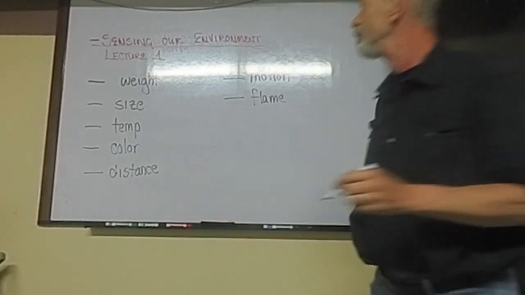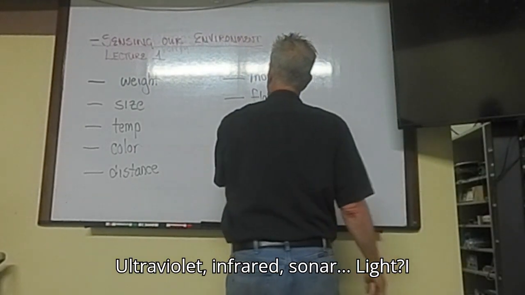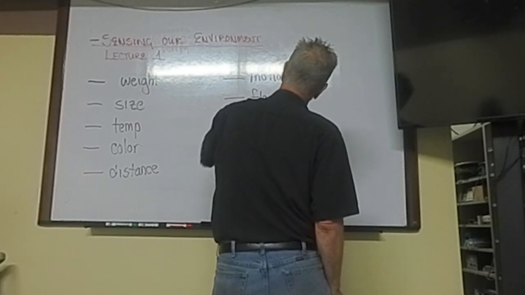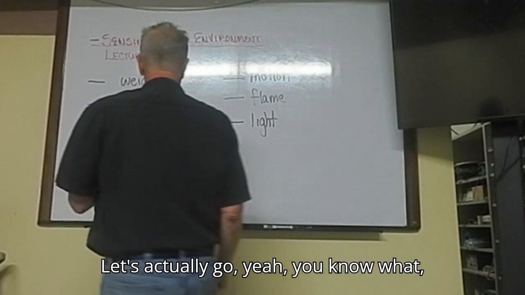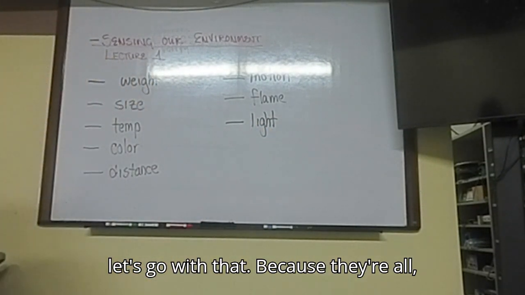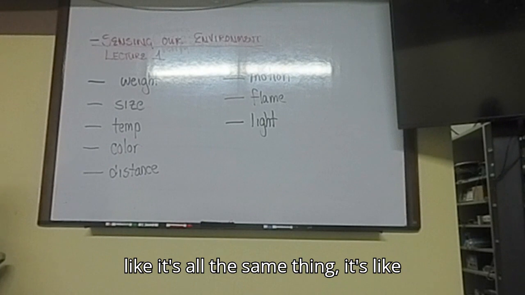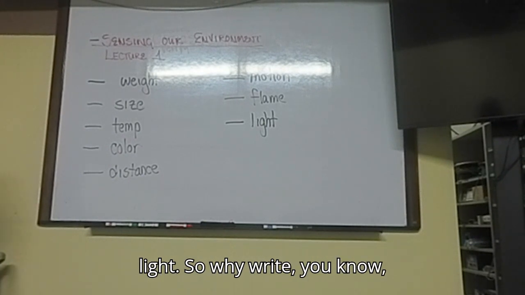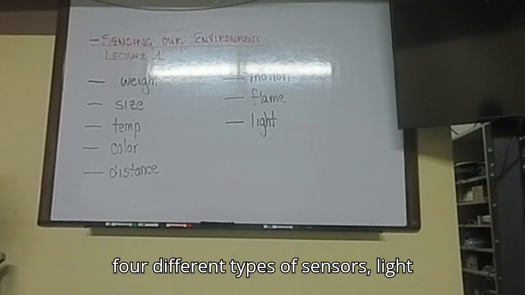Ultraviolet, infrared, there's sonar, light. I would put all those under the same general umbrella. Let's go with that. Because it's technically detecting just light, but just a different type of light. So why write four different types of sensors? Light sensors?